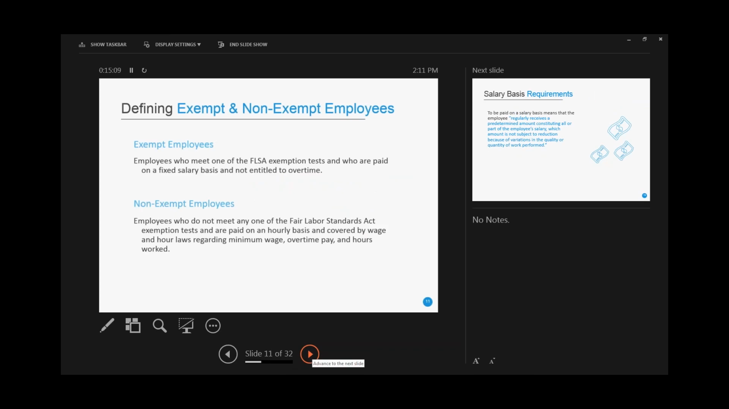So defining exempt and non-exempt employees. An exempt employee is an employee who meets one of the FLSA exemption tests and is paid on a fixed salary basis and not entitled to overtime. So we're going to look at the FLSA exemption test and also the definition of salary basis. Non-exempt employees are employees who do not meet any of the Fair Labor Standards Act exemption tests and are paid on an hourly basis and also covered by wage and hour laws regarding minimum wage, overtime pay, and hours worked.